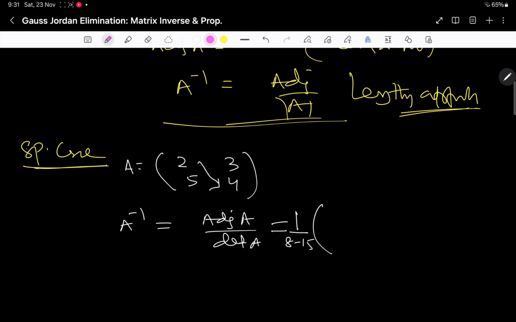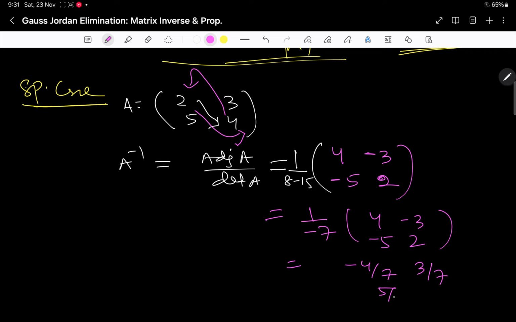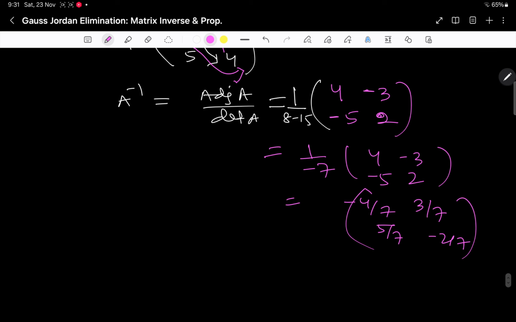Then for the adjoint, the leading diagonal elements are swapped, so this comes to this position and this to this position, and the other diagonal elements become negative: it is 4 here, minus 3, minus 5, and 2 here. So this will be 1 by minus 7 times 4 minus 3 minus 5 2, and this will be your inverse. So this is minus 4 by 7, 3 by 7, 5 by 7, and minus 2 by 7. So this will be your inverse of A, right?